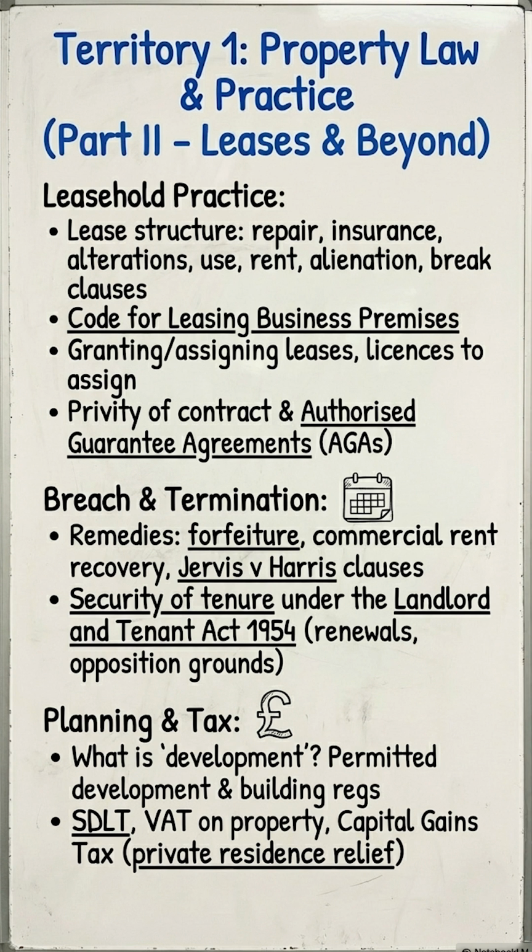Leasehold practice has its own core topics. You need the structure of a lease, repair, insurance, alterations, use, planning, rent and reviews, alienation, and break clauses, and the code for leasing business premises. You must know the steps for granting a lease or underlease, assigning a lease, obtaining licenses to assign or underlet. That includes investigating title, carrying out searches, drafting and completing documents, understanding privity of contract, and recognizing when an authorized guarantee agreement is required. You will also be assessed on remedies for breach, such as forfeiture, commercial rent recovery, damages, and Jervis versus Harris clauses.